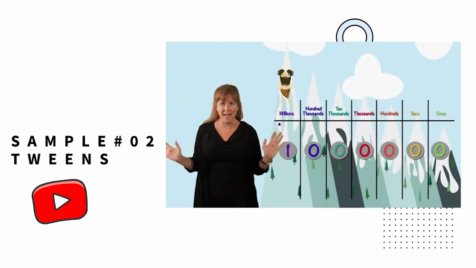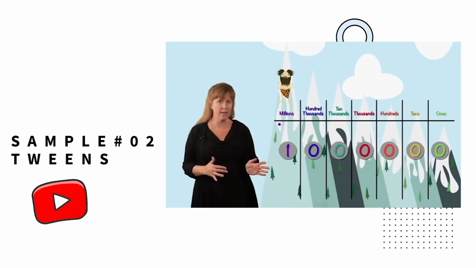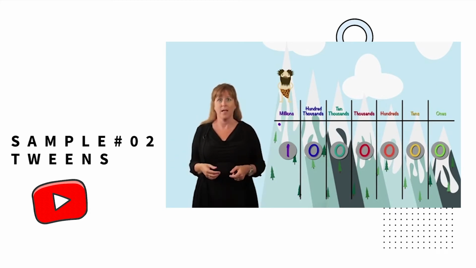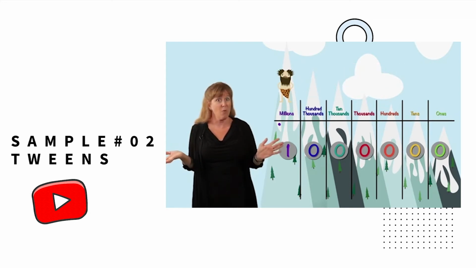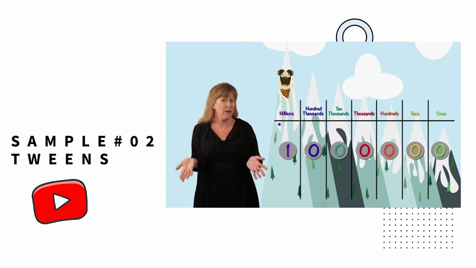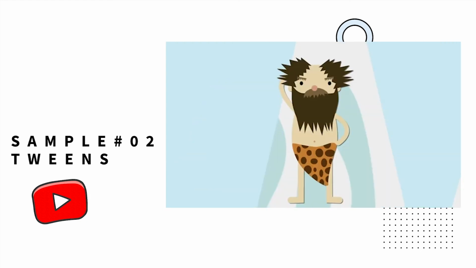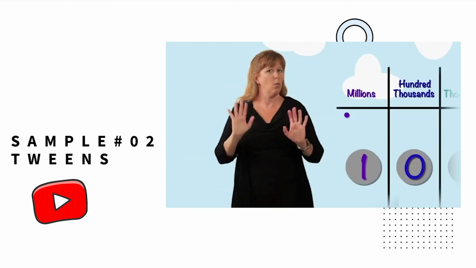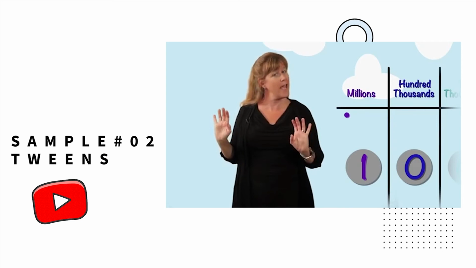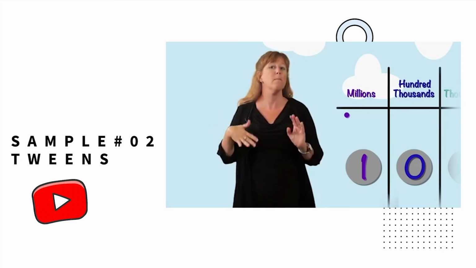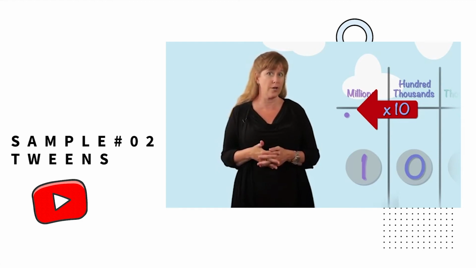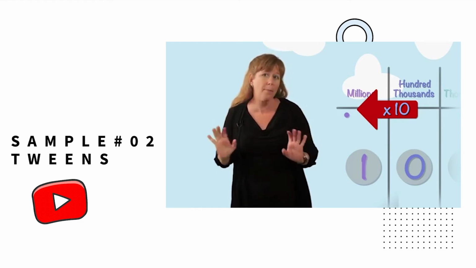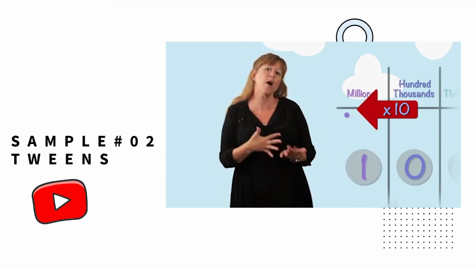Whoa, we made it all the way from 1 to 1 million in 1, 2, 3, 4, 5, 6 steps. But now we're stuck here. How are we going to get back? 999,999. Whoa. Let's not just count our way down. We multiplied by 10 to move left in the place value chart. So what would the opposite be? How can we move right?